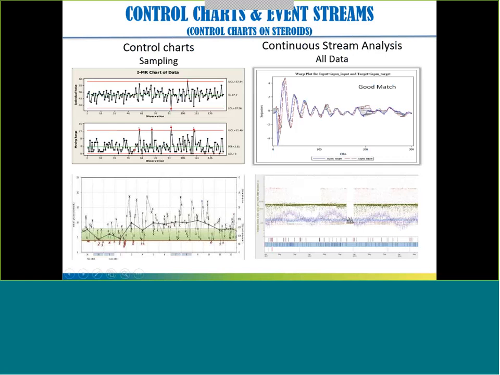Now, remember we talked about discrete and streaming data. Here are the traditional control charts that we've done, an individual moving range chart, and other kinds of charts. Now with continuous stream data, we've got such high volumes of data and low latency, we can start looking at and making adjustments and doing these analyses.